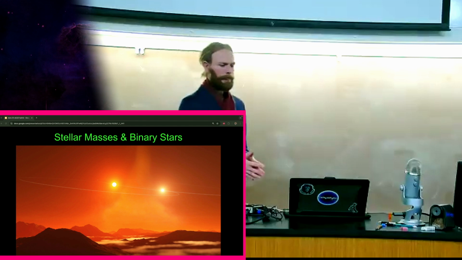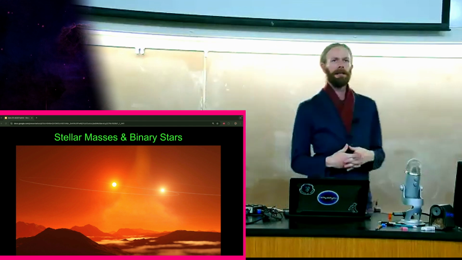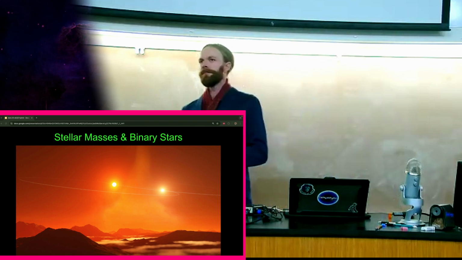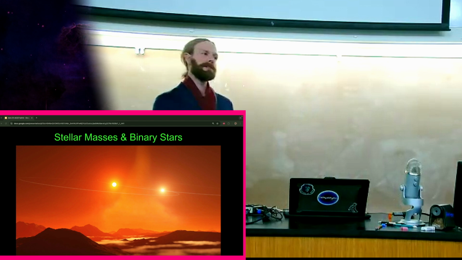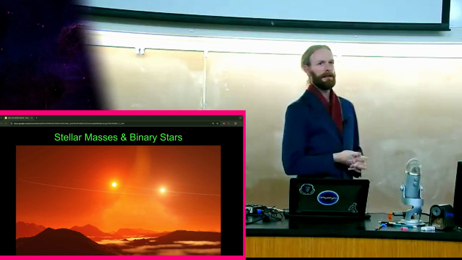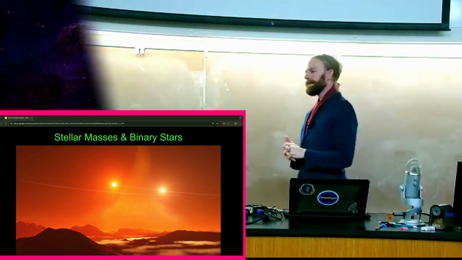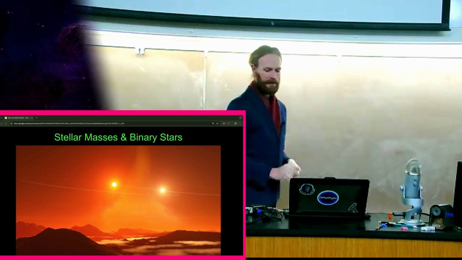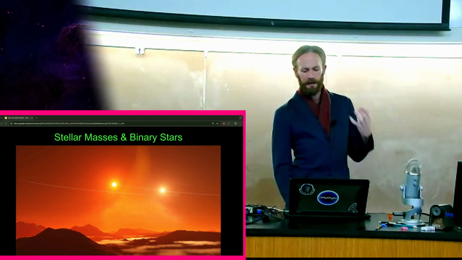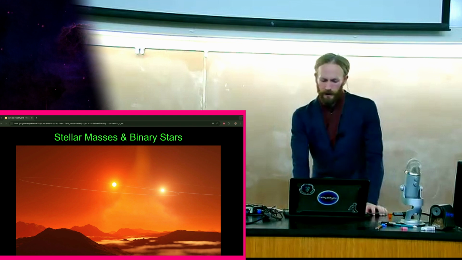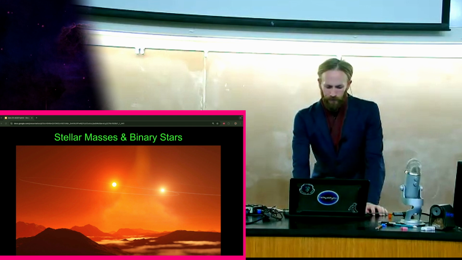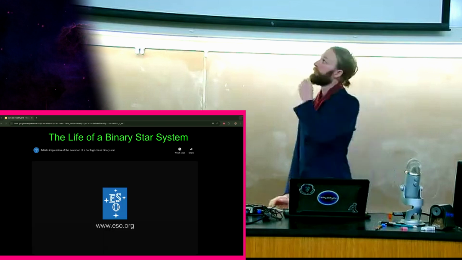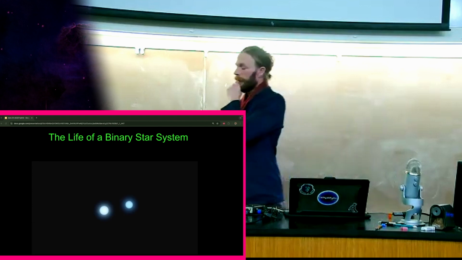Maybe. But binaries turn out to be really interesting pieces of the puzzle, because you actually have a system where you can observe the motion of a star with respect to another one and start to make some interesting comparisons between their masses. And these turn out to be the keys for how we can gauge the masses of stars. Binary stars are really interesting. We're going to talk more about these in the future.